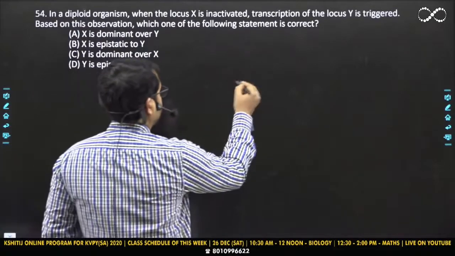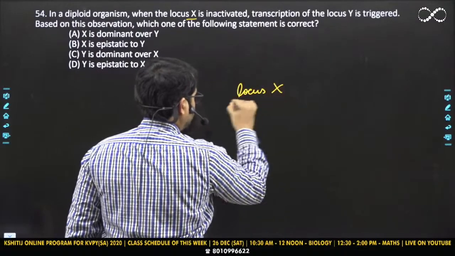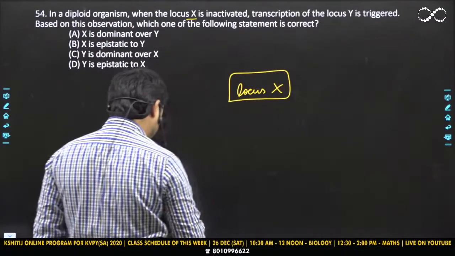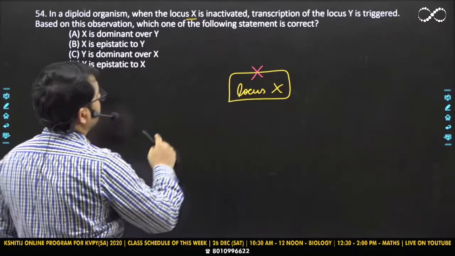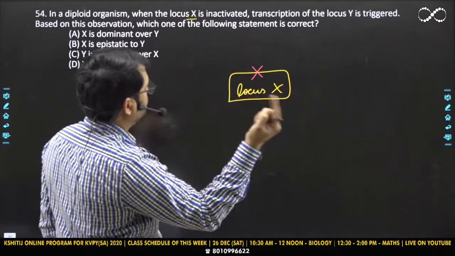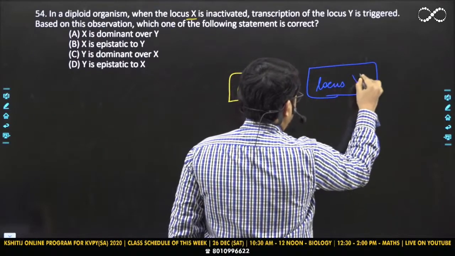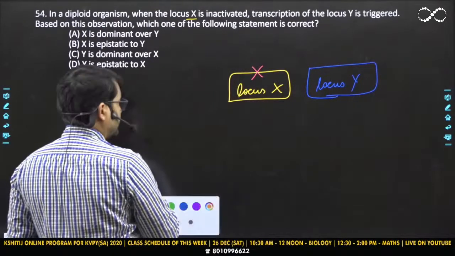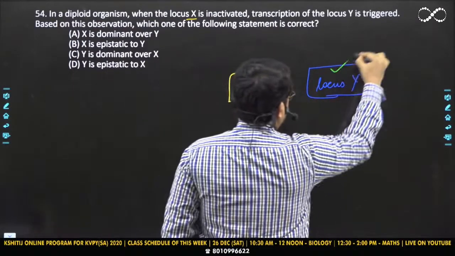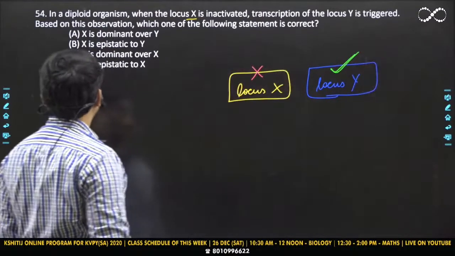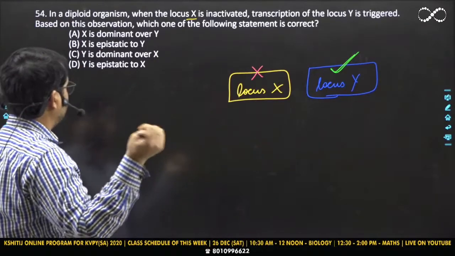So let me draw. We are talking about a locus X, and when it is inactivated, I'm putting a cross sign on it, then transcription of locus Y is triggered. So we have another locus Y, and when X is inactivated, the locus Y is triggered. Based on this observation, which one of the following statements is correct?